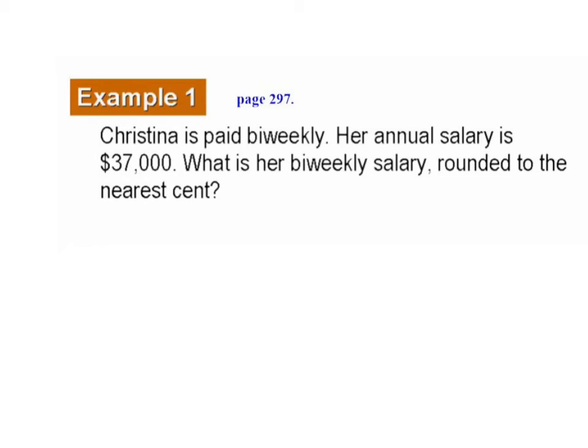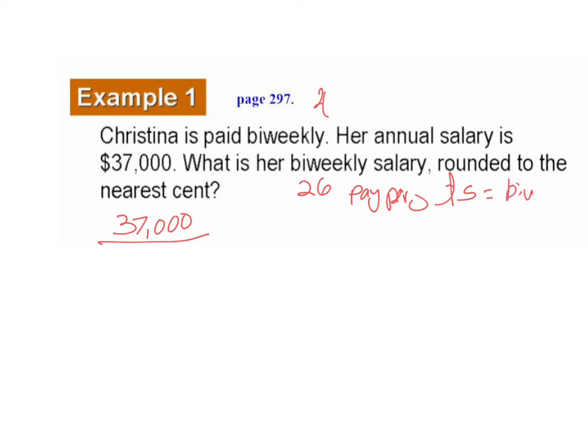Well, we take her annual salary, which we know, they've told us, is $37,000. And we have to know that there are 26 pay periods if you're bi-weekly. So we just have to divide by 26 to get what her bi-weekly pay would be. And 37,000 divided by 26 is $1,423.08. That's supposed to be an 8. Doesn't look much like one, does it? Get that down in your journal, and we will go to the next page.